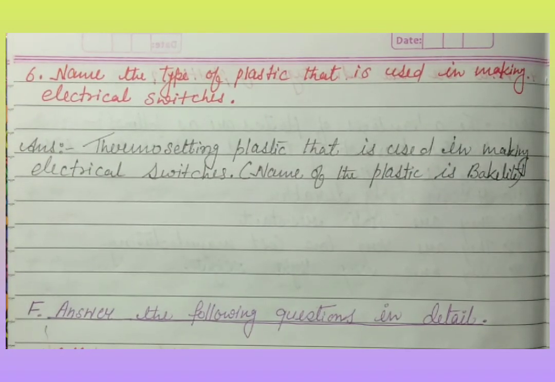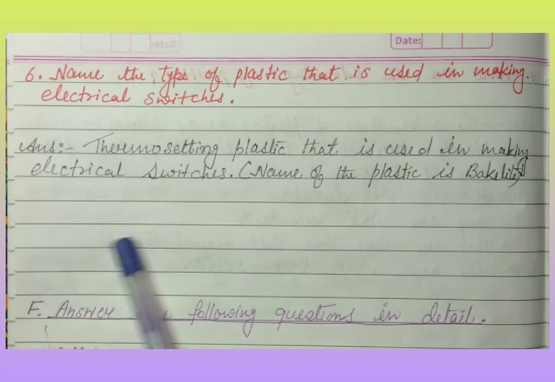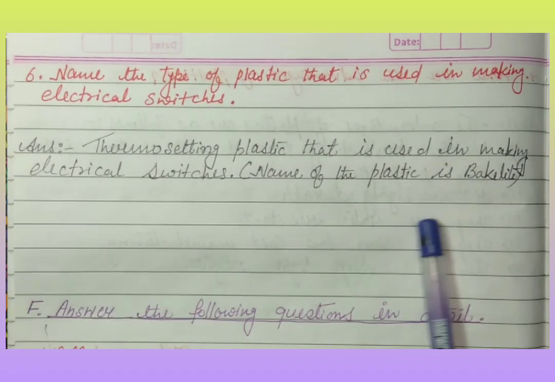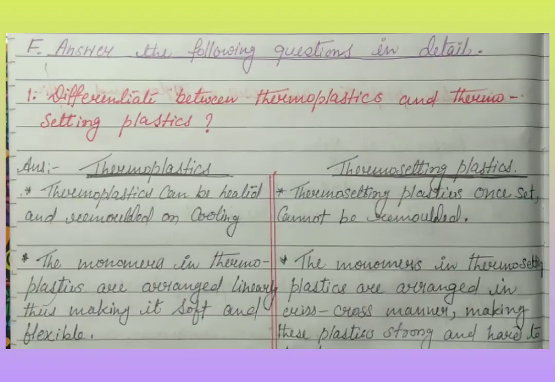Name the type of plastic that is used in making electrical switches. Thermosetting plastics are used in making electrical switches. The name of the plastic is bakelite.